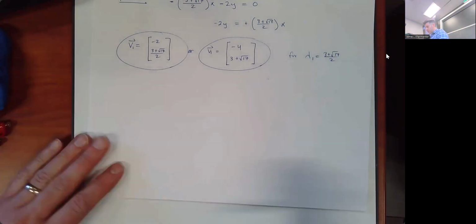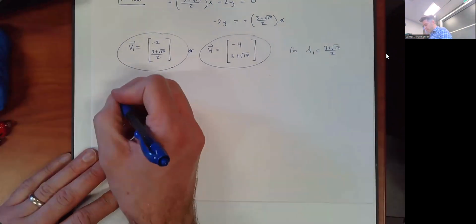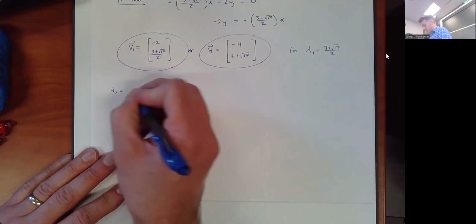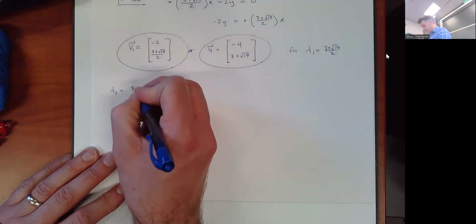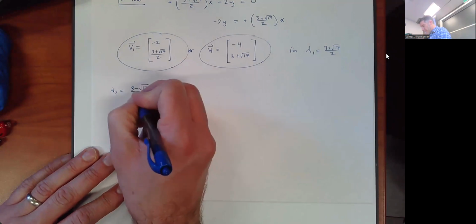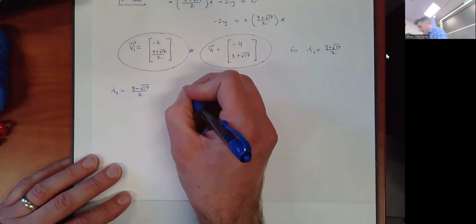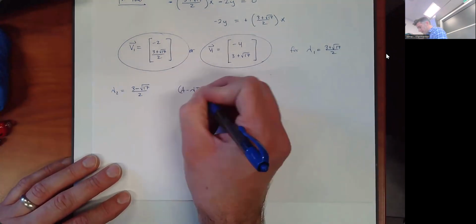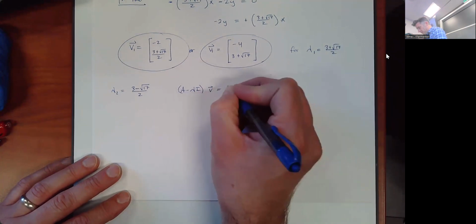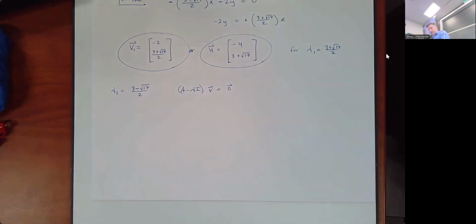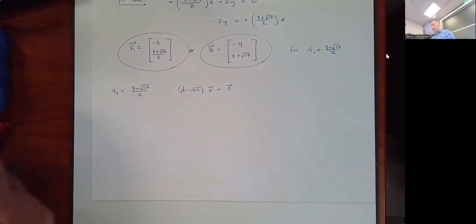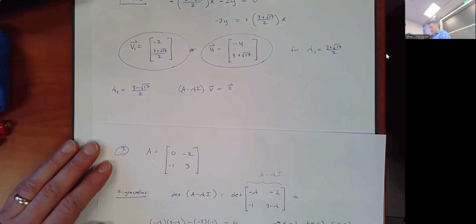Cool. So let's go ahead and look at lambda 2 equal to 3 minus the square root of 17 all over 2. Almost the same, just 3 minus, 3 plus. And so now our A minus lambda I times v equals the 0 vector. I forgot what A was, to be honest. So let's go back and look at what we had here. Sorry, A minus lambda I, great.